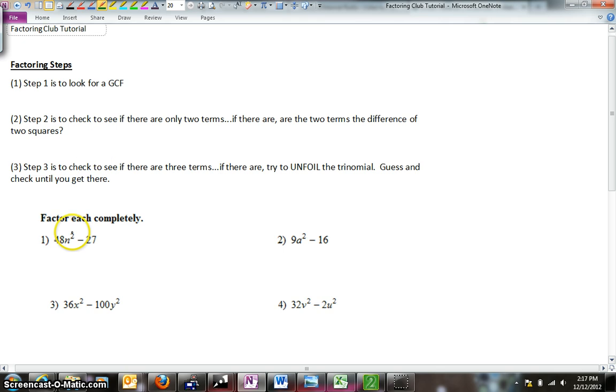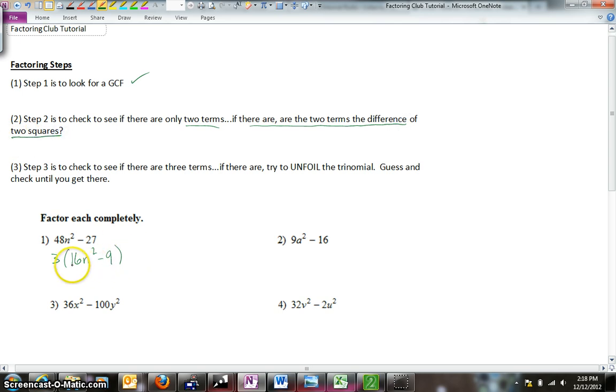Check for a GCF. I'm pretty solid with my 3's, and I know that 3 goes both into 48 and into 27. And when I pull it out of 48, 16n squared minus 9. Okay, so check. I've looked for my GCF. Next step is to check to see if there are only two terms. There are. So that's what I'm looking at now. Are those two terms the difference of two squares?